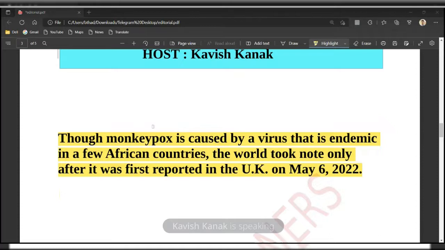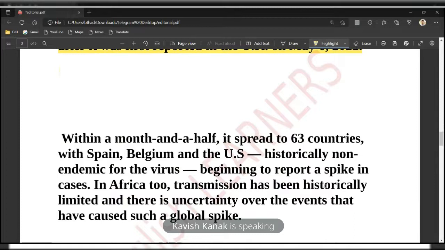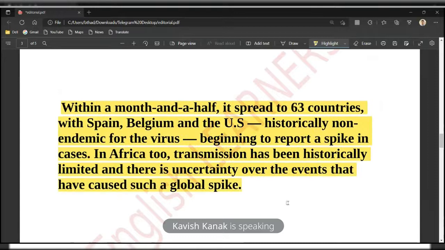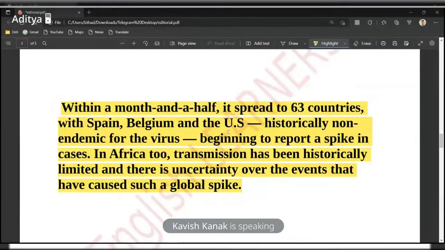Spain, Belgium, and the US, historically non-endemic for the virus, began to report a spike in cases. So we can also read it that within a month and a half, it has spread to 63 countries. Just after 1.5 months, the virus spread to about 63 countries, including Australia, Spain, Belgium, Portugal, the US, and some of the biggest economic countries. So it shows how severe the virus could be in terms of spreading.